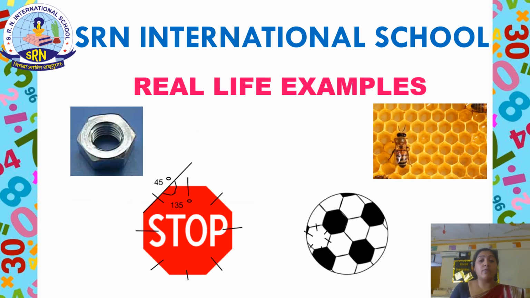Here are some of the real life examples. For example, a nut, the stop sign that you can see on highways or on roads, a football made up of hexagons or different kinds of figures. And next we have our beehive, that is again made up of hexagons.